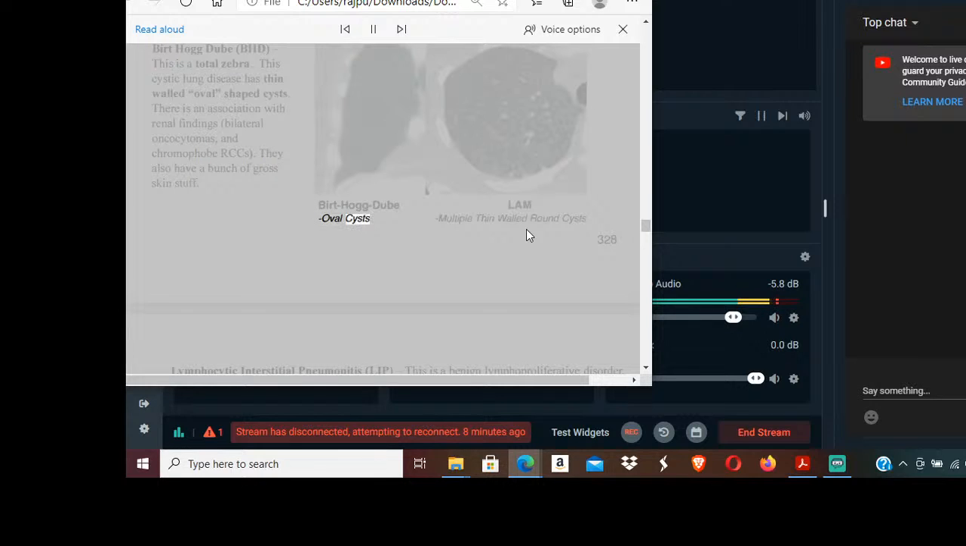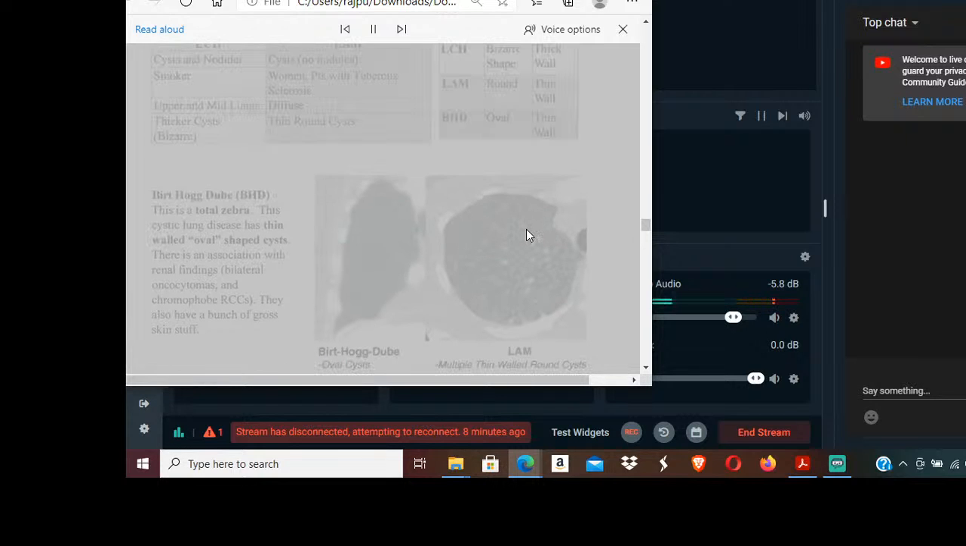Birt-Hogg-Dubé: oval cysts. LCH: bizarre shape, thick wall. LAM: round, thin wall. BHD: oval, thin wall. LAM: multiple thin-walled round cysts.